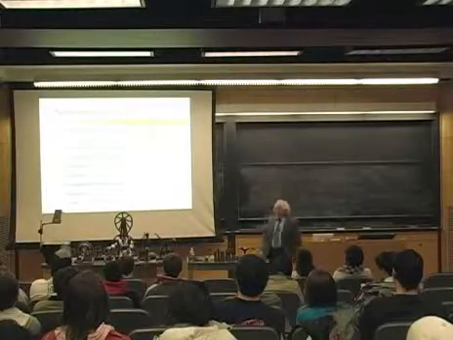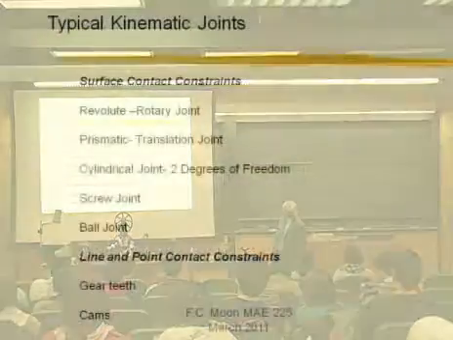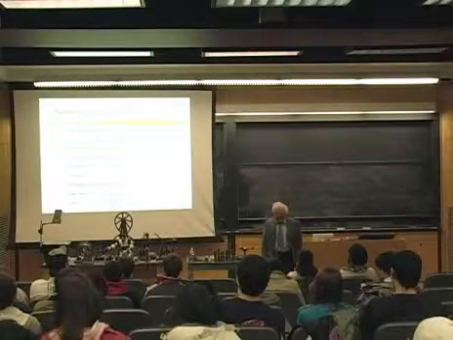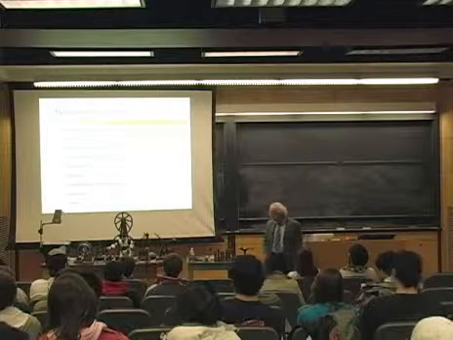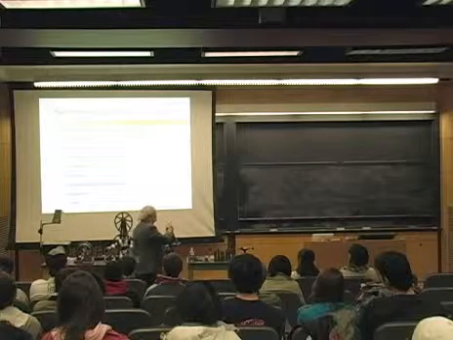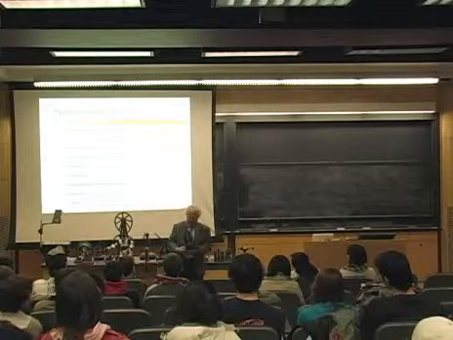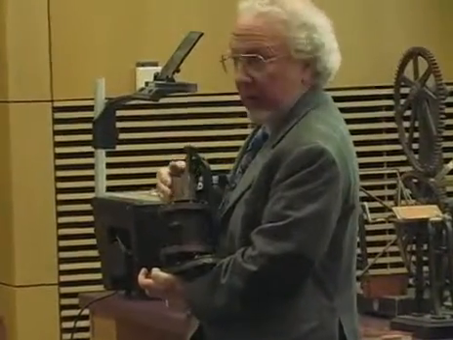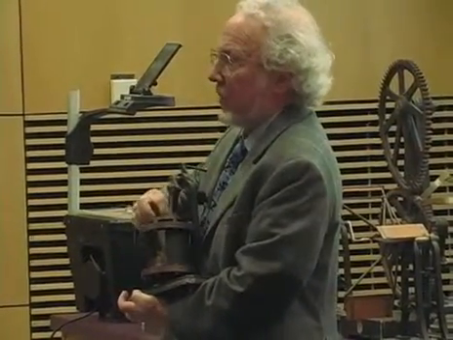So we can classify different types of joints, different types of kinematic pairs. The one is the revolute, the other is the prismatic, a cylindrical joint, a screw joint, and a ball joint. All of them involve surfaces interacting with surfaces. So when we think of a prismatic joint for a piston, you see that the piston is constrained on a surface between the cylinder housing and the piston.